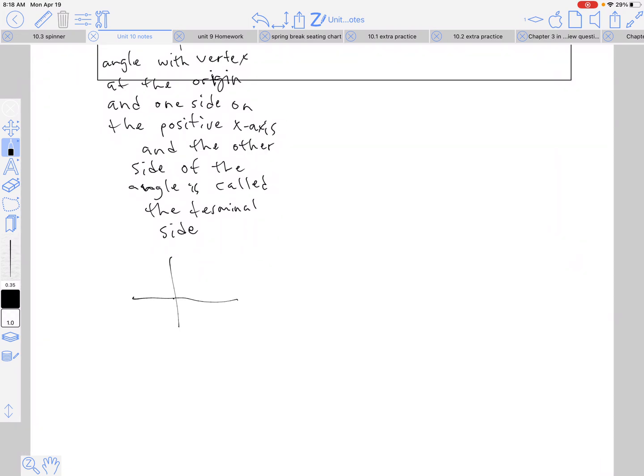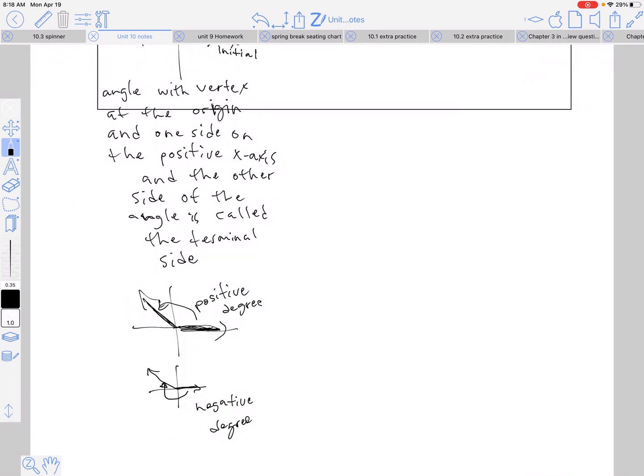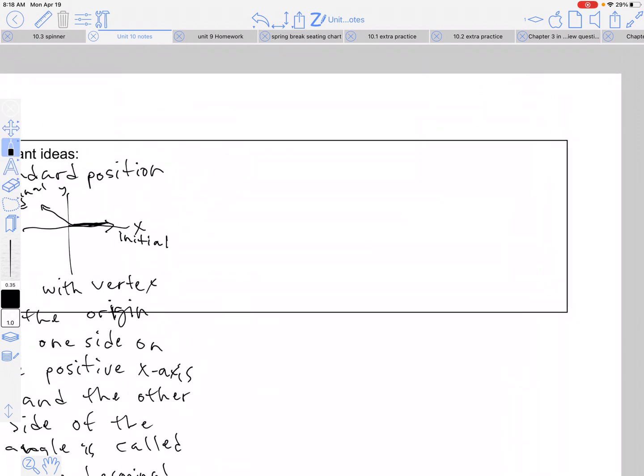If we spin, so we have our initial side, we have our terminal side. If we spin counterclockwise, it'll be a positive degree. If we spin clockwise, it'll be a negative degree. All right, so that's the first idea that we saw.